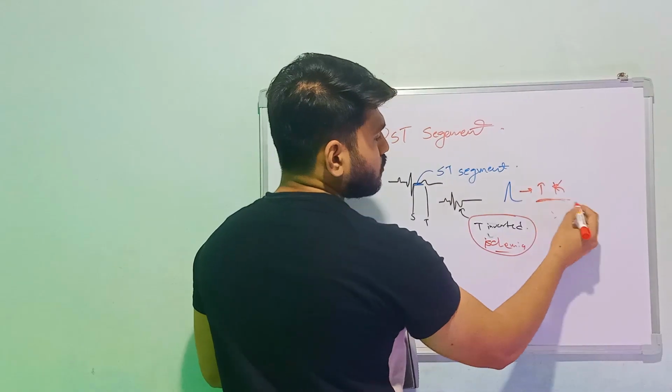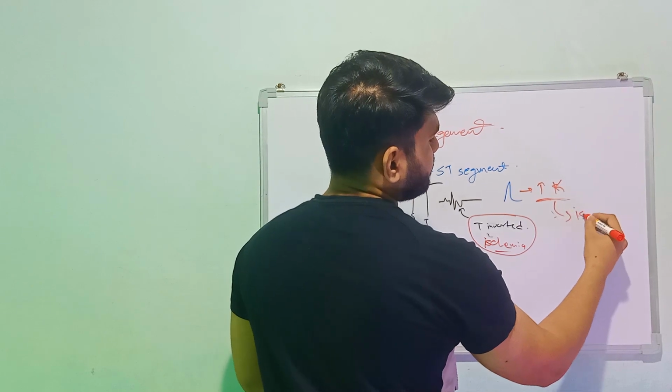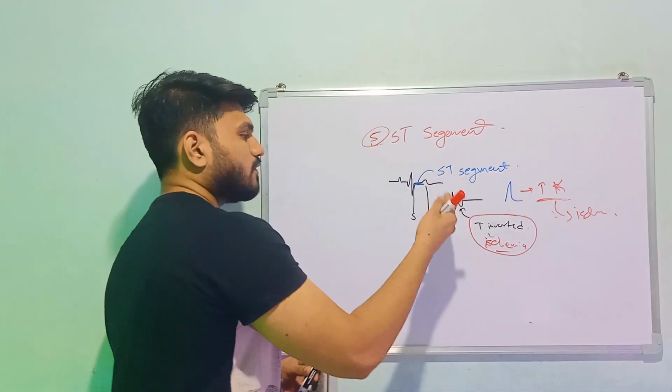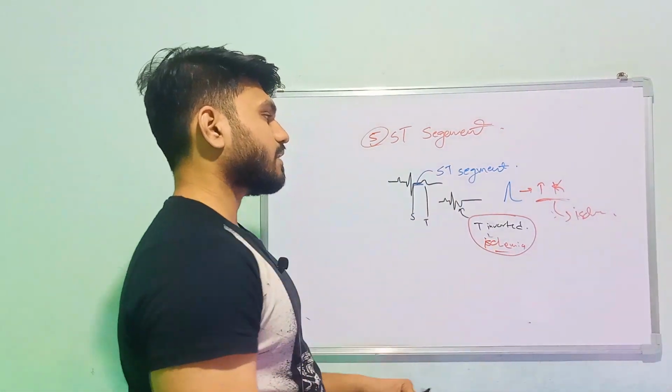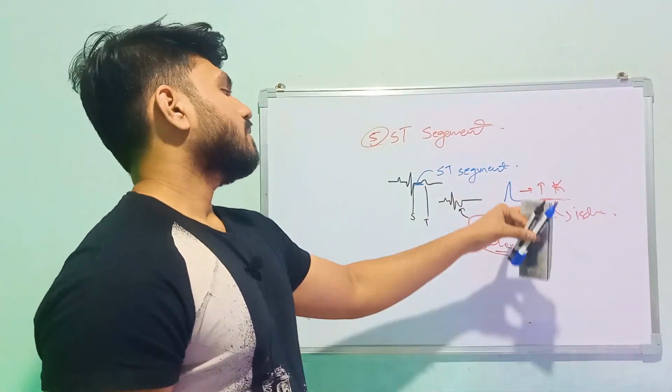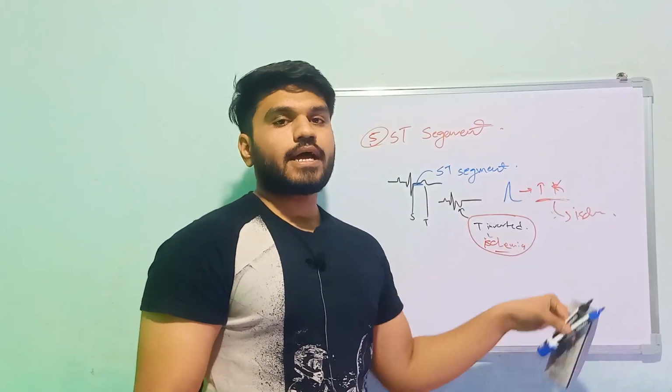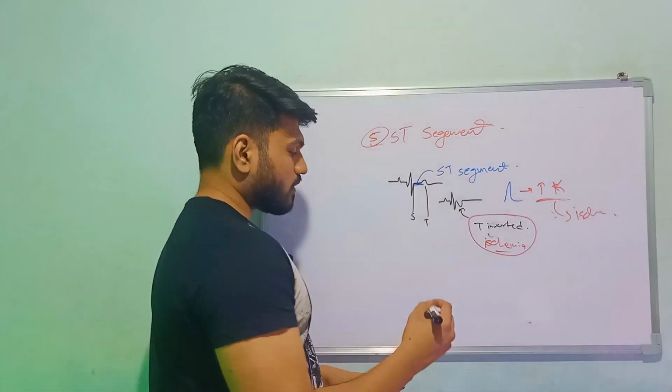Hyperkalemia. And this also represents the ischemia in the heart. So inverted T wave and peaked T wave both represent the ischemia in our heart, and more specifically, peaked T wave represents hyperkalemia.